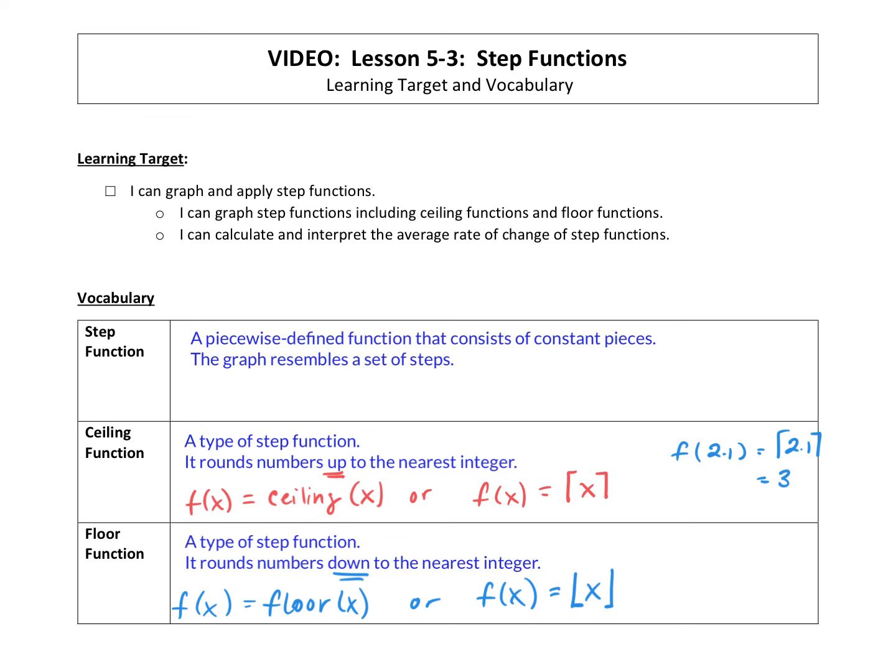So an example of that, let's just use that same f of 2.1. Well, if it's a floor function, I want to make a bracket, I have to remember only the bottom part. So it's going to round 2.1 down to the nearest integer. So then the floor function would have a value of 2.